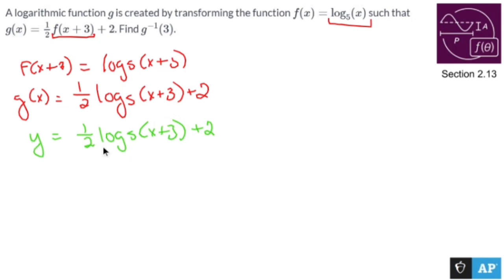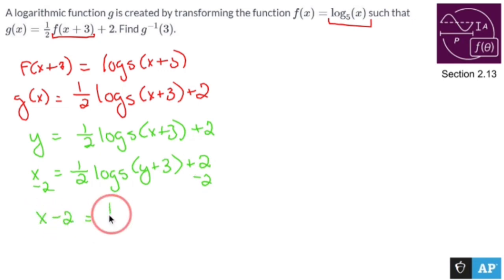Step number 1 in finding an inverse is swap your x and y values. So now I have x equals 1/2 log base 5 of y plus 3 plus 2. And now I have to solve for my new y. First thing I'm going to do is subtract 2 from both sides. So I have x minus 2 equals 1/2 log base 5 of y plus 3.